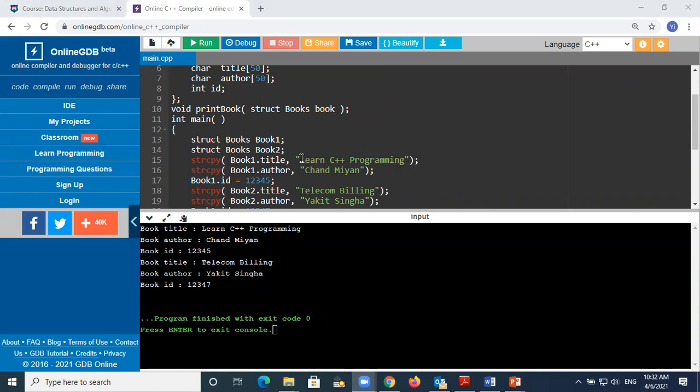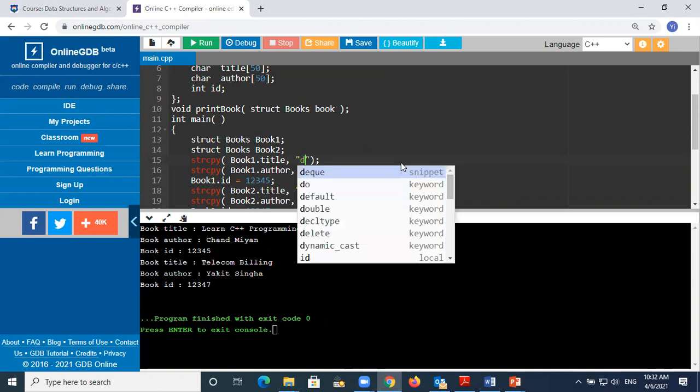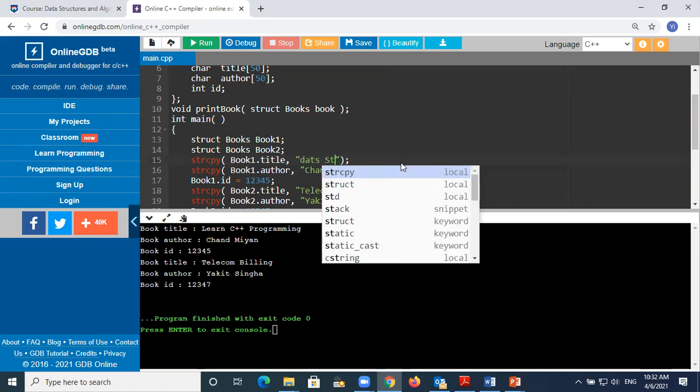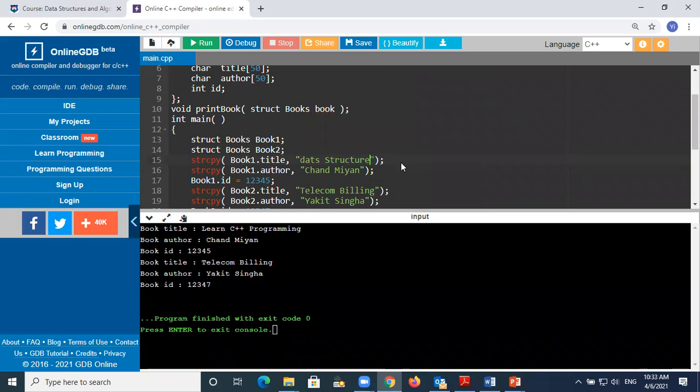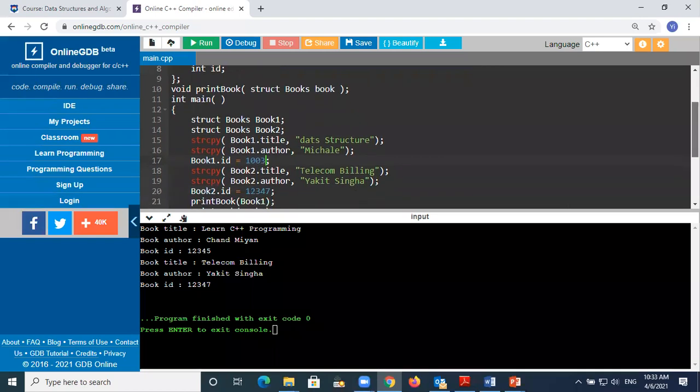I'm not going to put Learn C++. Maybe I'm just going to put Data Structure, D-A-T-A, data structure. And then who wrote it? Michelle, M-I-C-H-A-L-E. Okay, and then after that, the book number is going to change to 1003, something like this. So this is the book ID. I changed it already.